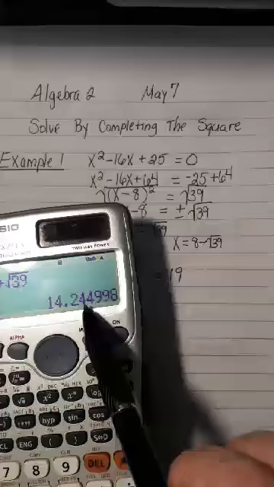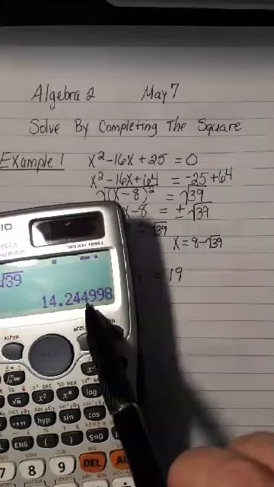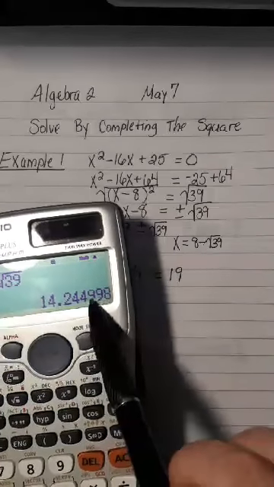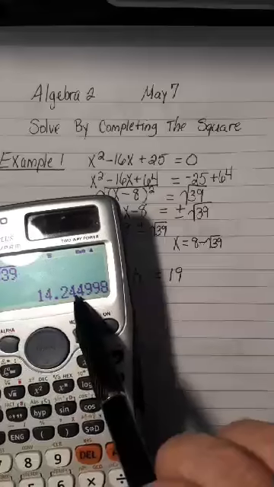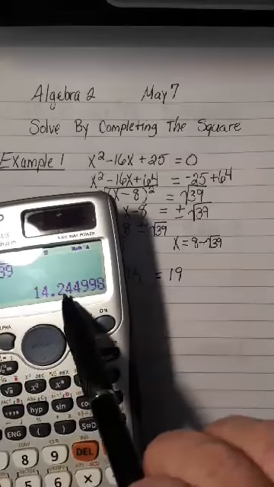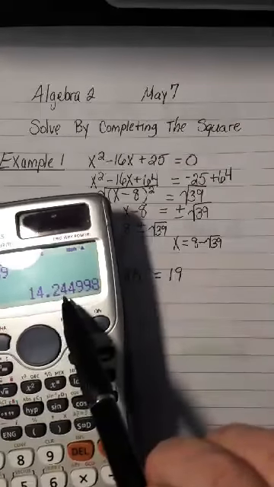So the hundredth spot is where that first 4 is. Look, 1 past it. And if that number's 5 or higher, then you would round that 4 up. But because it's below 5, it stays a 24. So 14.24.